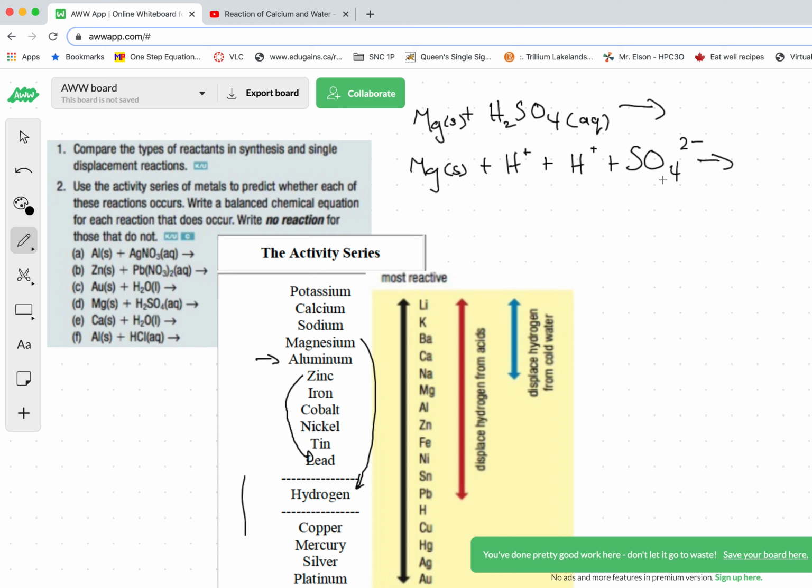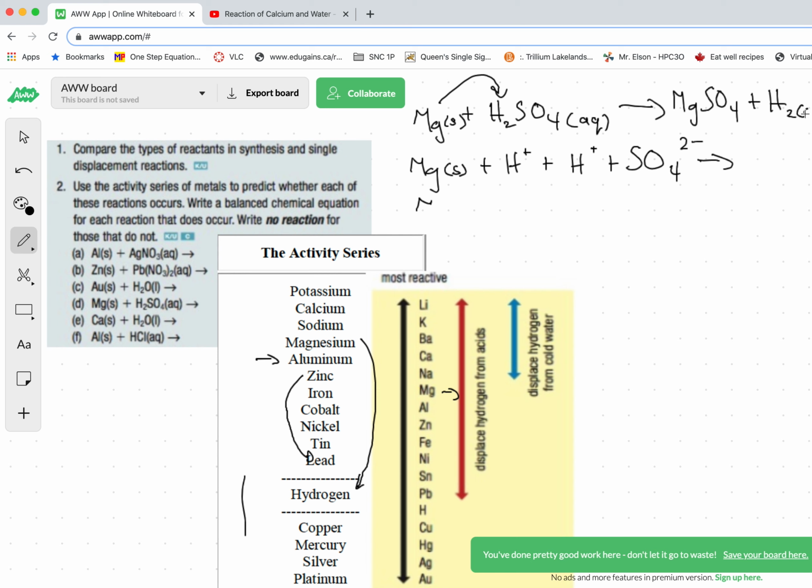So now what it's saying is, because magnesium will displace hydrogen from acids, it is going to displace it and form and release a gas here. So this would then rewrite as, and I'll just fill it in up here, H2 gas. I know magnesium is a 2 positive, being in the second group. Sulfate has a 2 negative, so it becomes magnesium sulfate, and you get H2.